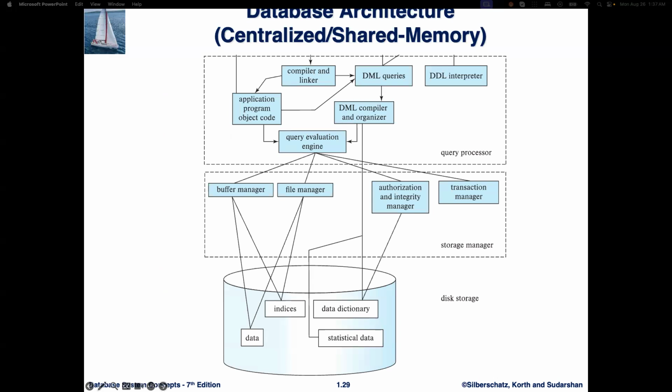This diagram provides an overview of the architecture of a database system, illustrating how different components interact to manage and process data efficiently. Let's break down the main components and their roles. The query processor. The query processor is responsible for interpreting and executing user queries. It includes DML compiler and organizer, DDL interpreter, query evaluation engine.